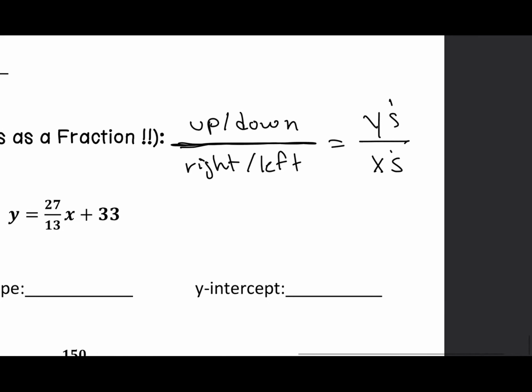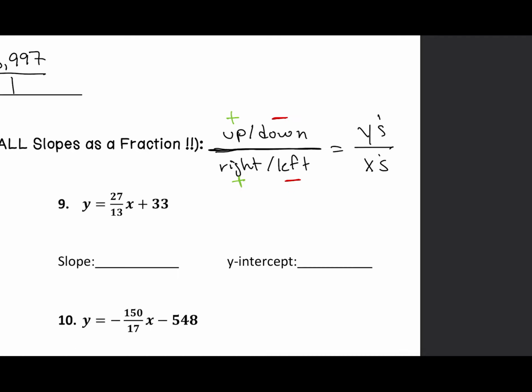Let's make a little note here. If it goes up, it's a positive number. If you go down, it's because you have a negative number. You go right if it's a positive number. You go left if you have a negative number in the bottom, okay?